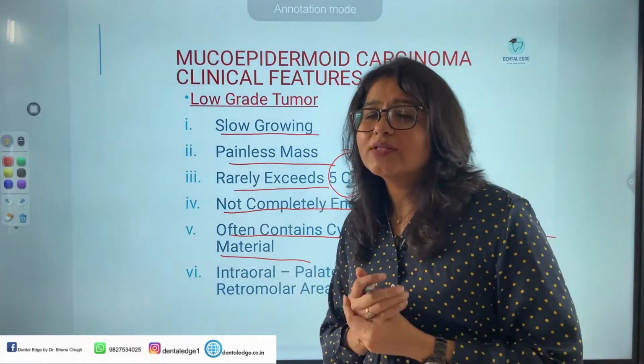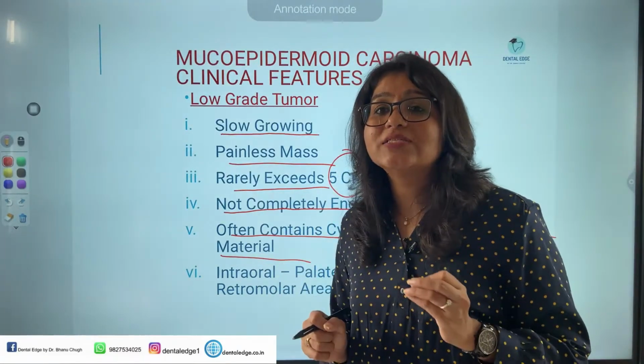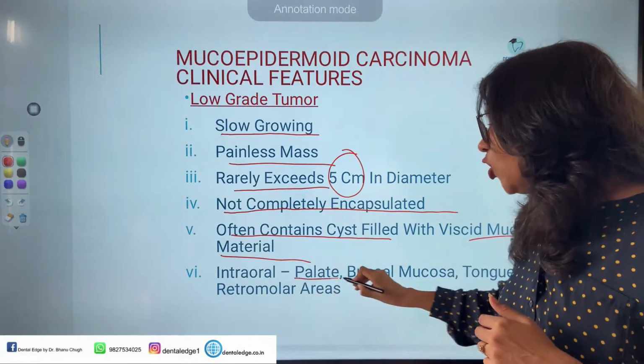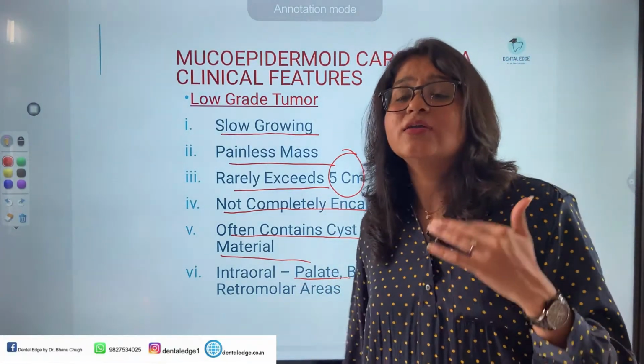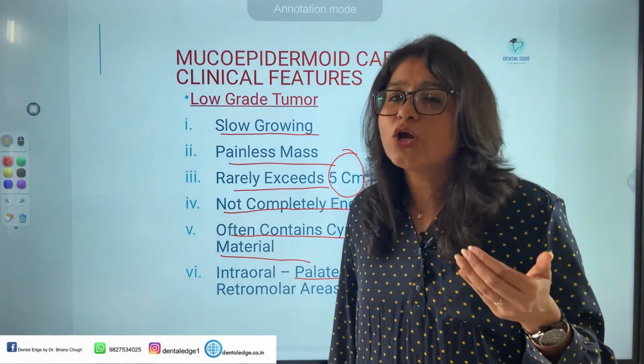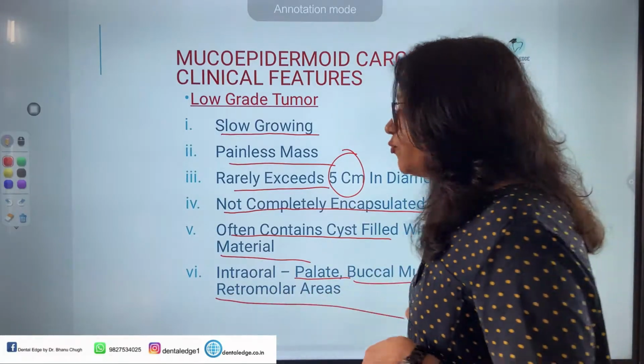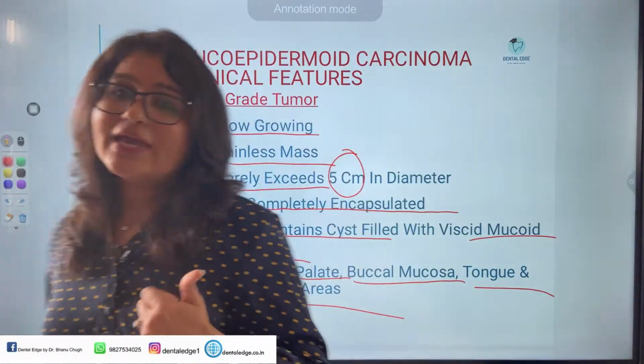And I told you what are the common sites. Intraorally, the most common site is the palate, and it can also occur in other sites where salivary gland tumors are usually not very common. So other sites like buccal mucosa, tongue and retromolar areas can also be involved.